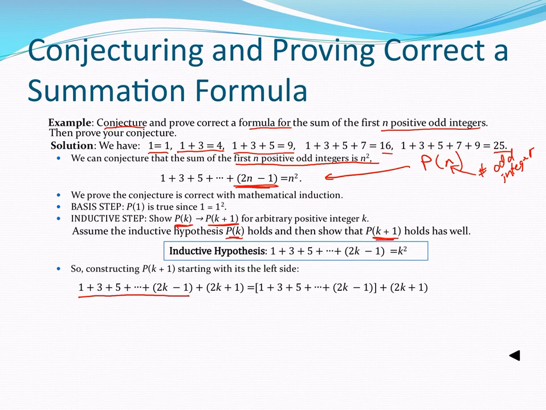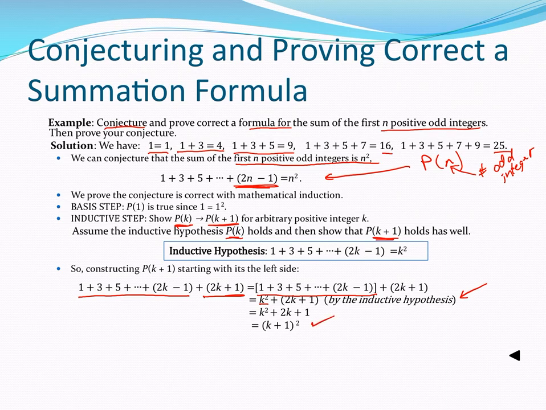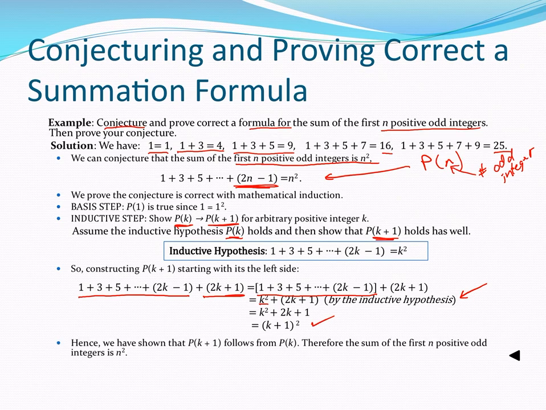Here's the first k positive odd integers. Here's the (k+1)th positive odd integer. If we consider the first k of them, by the inductive hypothesis, we can replace that with k squared. And now I'll remind you that every time you're doing a proof by induction, you must use the inductive hypothesis somewhere in your proof. Well, k squared plus 2k plus 1 can be factored into (k+1) squared, which is the result that we're looking for. That proves that P(k+1) follows from P(k), and so P(n) is true for all positive integers n.